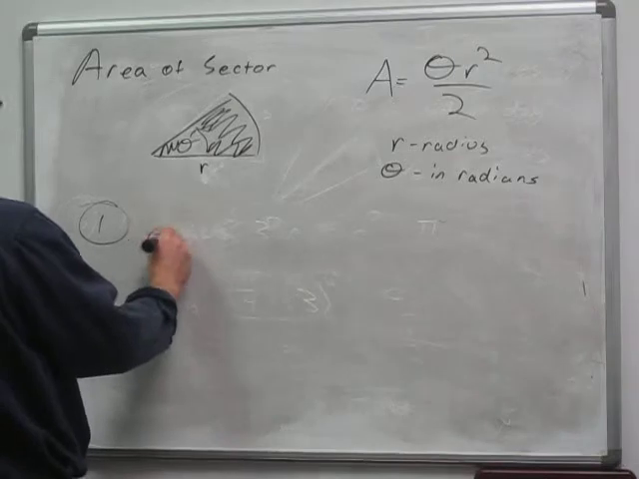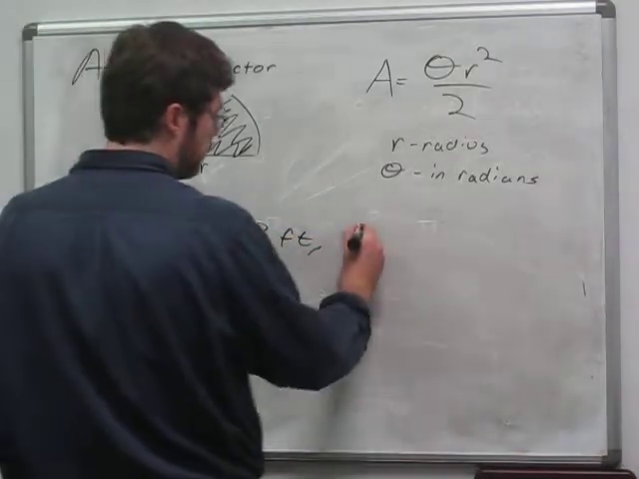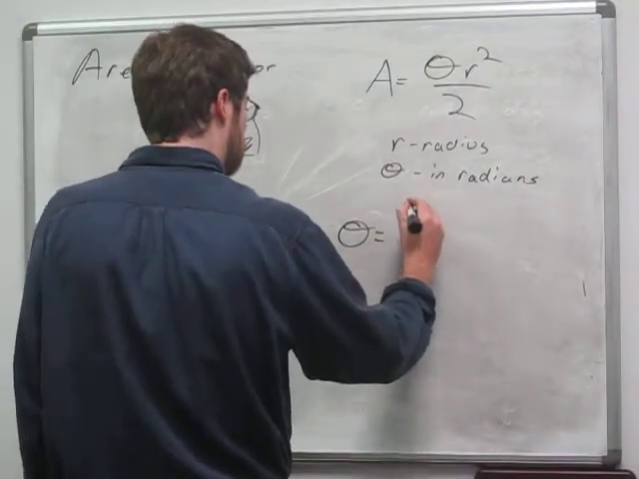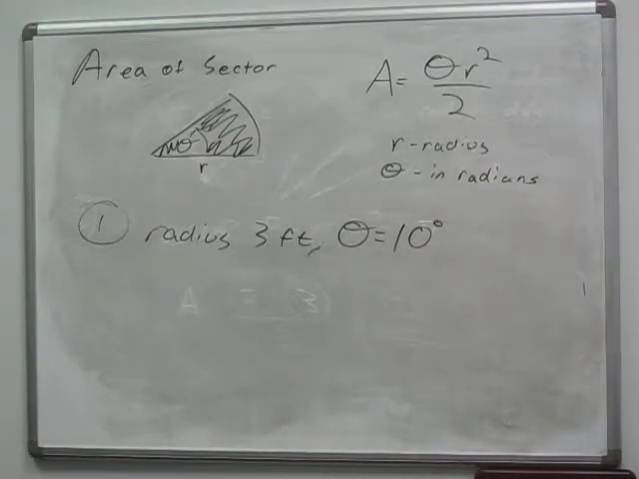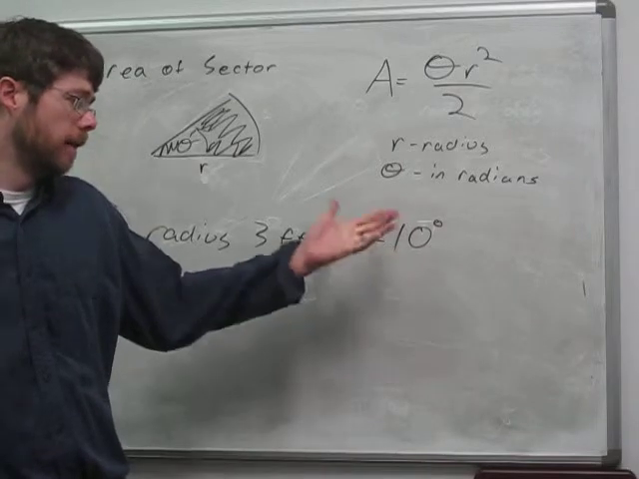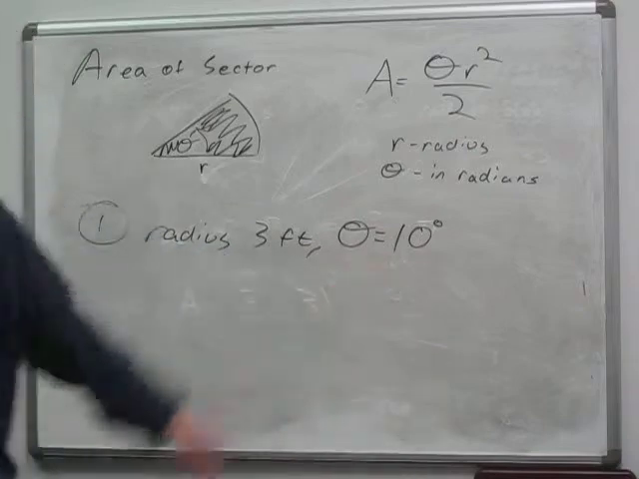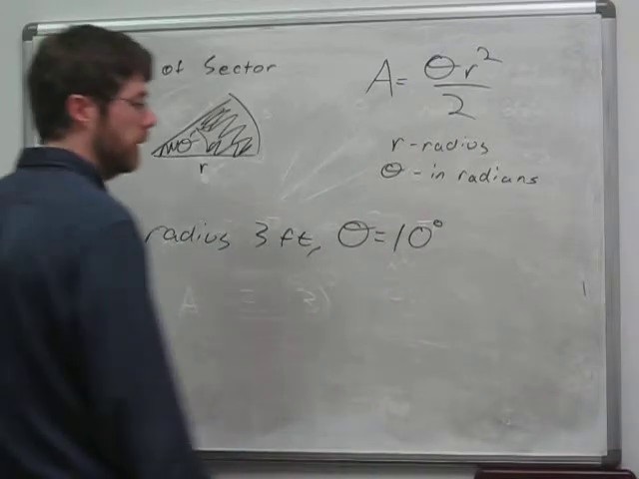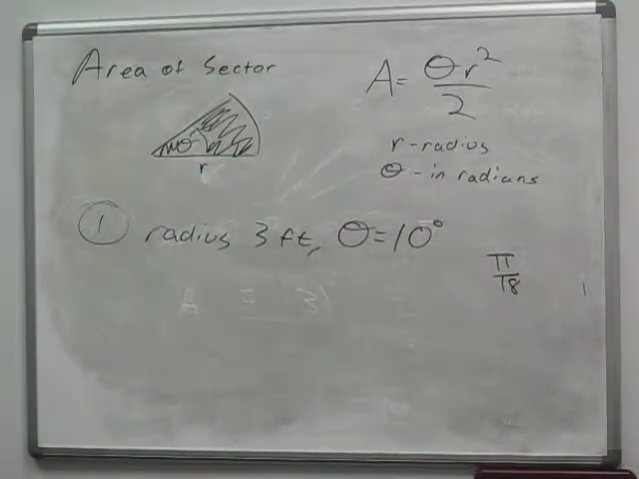Let's do another one of those. Let's keep the radius at 3 feet, and let's suppose that theta is, let's go 10 degrees. In order to use this formula, we need our angle to be in radians. So let's go ahead and convert this angle. Now, the quick way to do it, 10 degrees is 1/18 of 180. So this must be pi over 18. But let's go ahead and verify that.